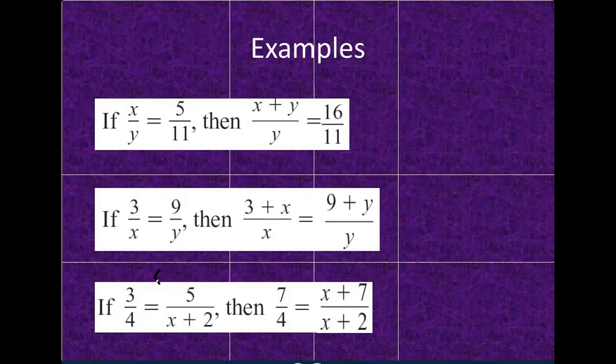Another one: 3 over 4 equals 5 over x plus 2. The same, add the denominator, so it will be 3 plus 4, which equals 7, over the same denominator. I will not change the denominator. Equals 5 plus x plus 2 over x plus 2. Then combine the like terms: 5 plus 2 equals 7, so it will be x plus 7 over x plus 2.